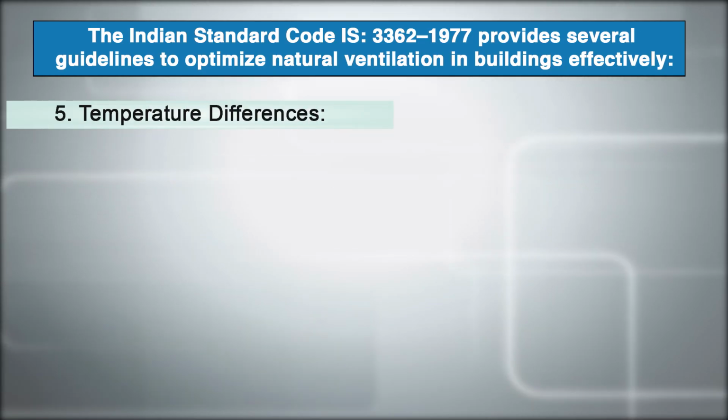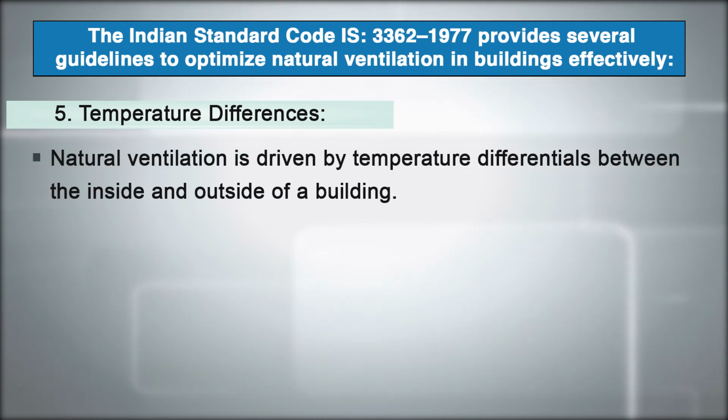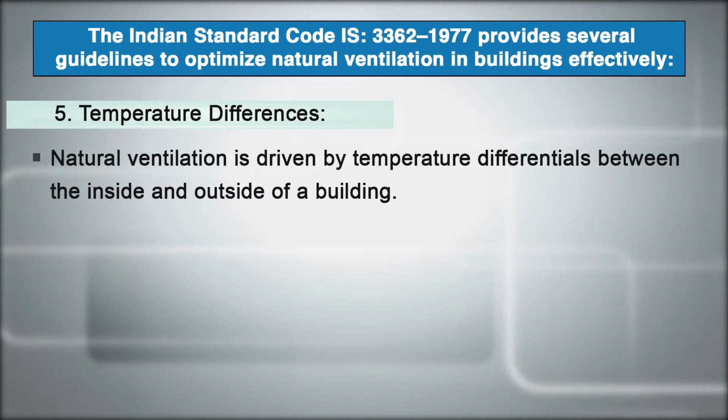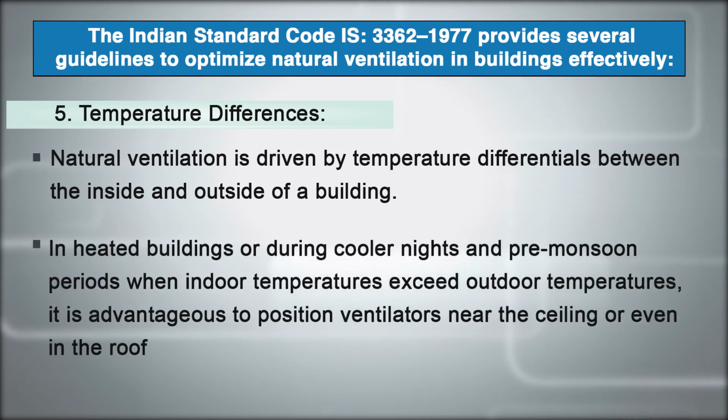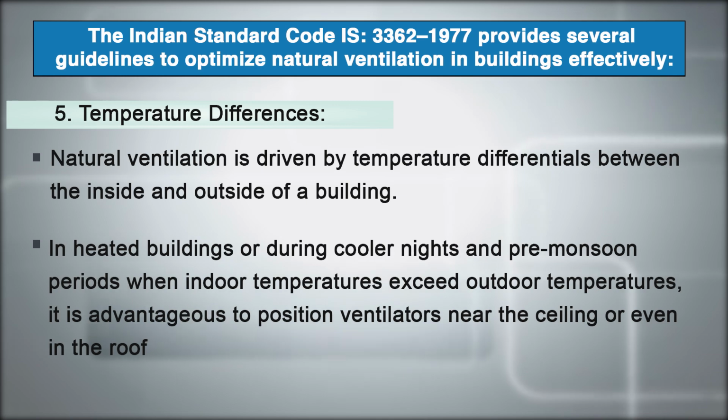Temperature differences. Natural ventilation is driven by temperature differentials between the inside and outside of a building. In heated buildings or during cooler nights and pre-monsoon periods, when indoor temperature exceeds outdoor temperature, it is advantageous to position ventilators near the ceiling or even in the roof, such as with cowls, vent pipes, covered roof and ridge vents, to facilitate the escape of warm air and the entry of cooler air at lower levels.